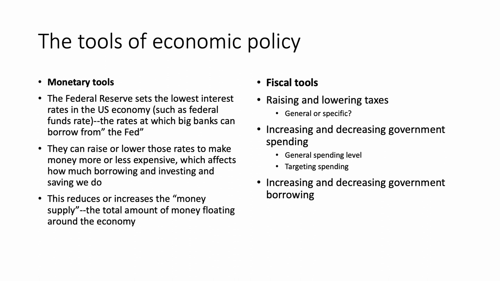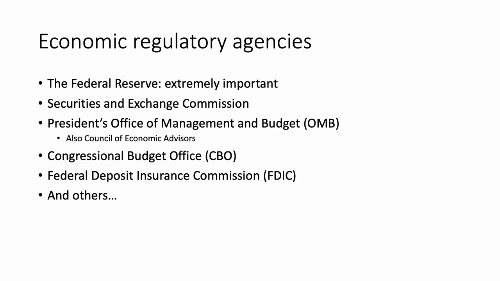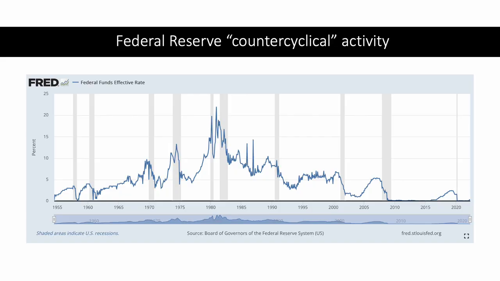This is the sort of thing the government can do with the money supply, the monetary tools. Fiscal tools means raising and lowering taxes, increasing and decreasing government spending, and increasing and decreasing government borrowing. All these tools influence the growth rate and the shrinking rate of the economy. There are a number of agencies involved. The Federal Reserve is extremely important. The Securities and Exchange Commission. The President has the Office of Management and Budget. The Congress has the Congressional Budget Office, et cetera. And there are many other economic regulatory agencies through which this is done.